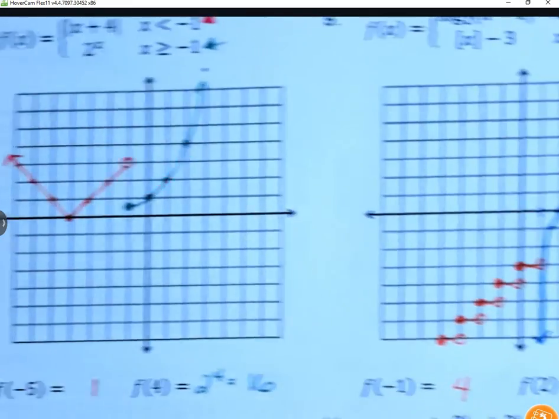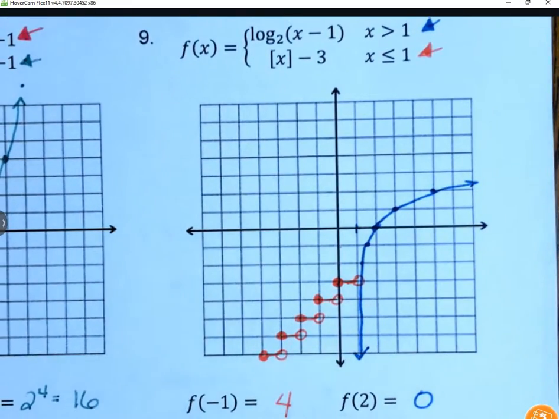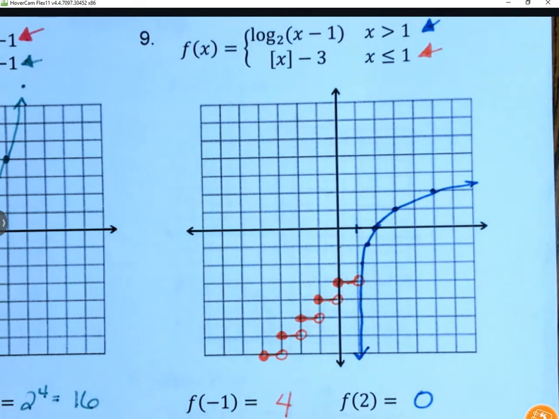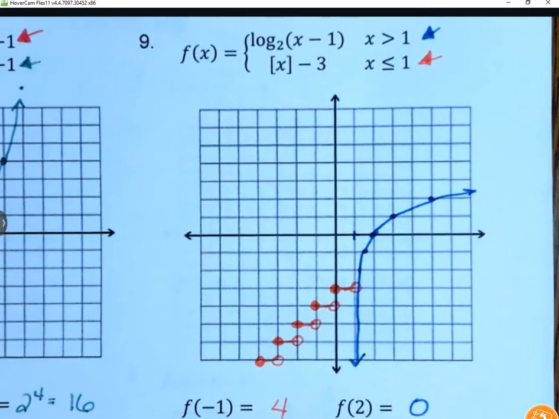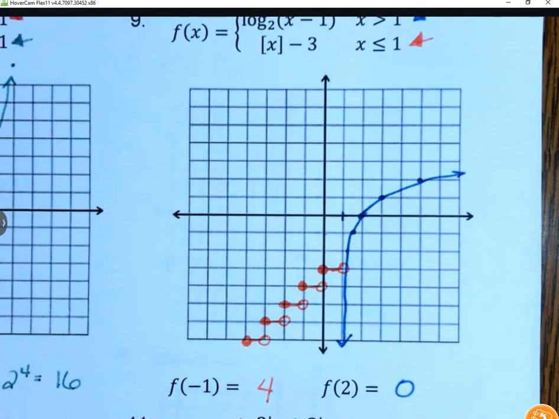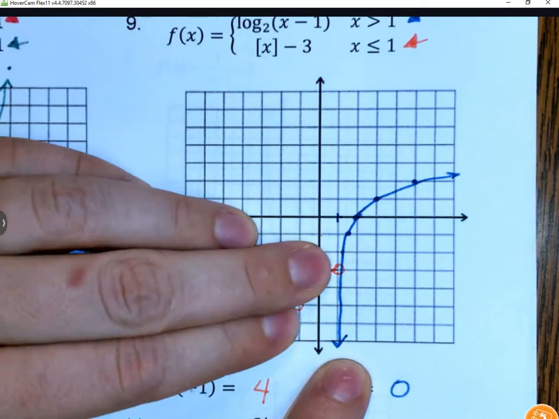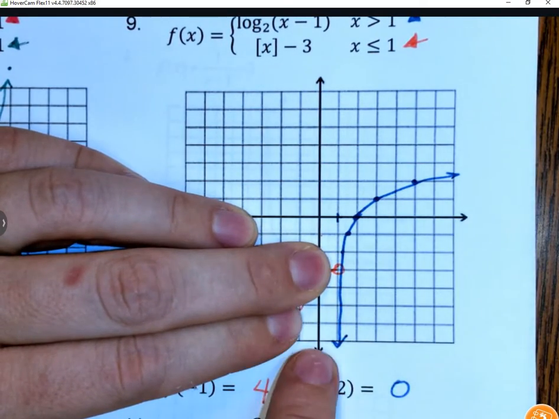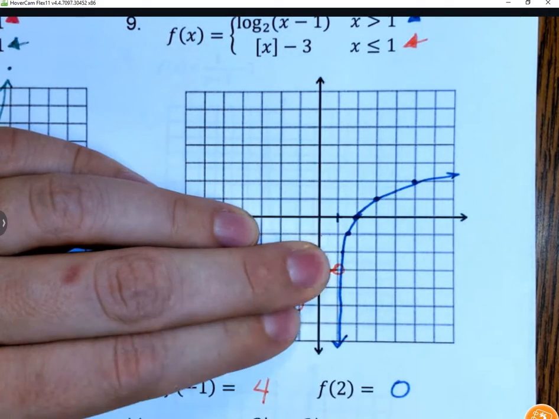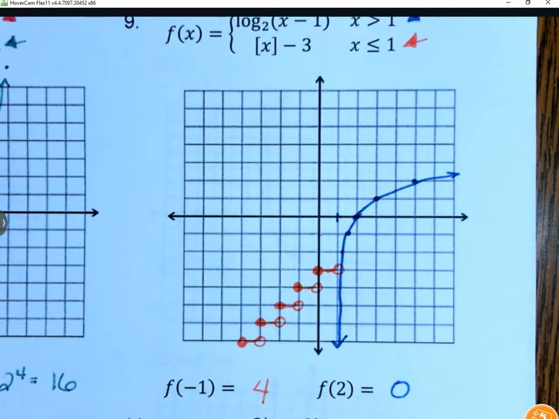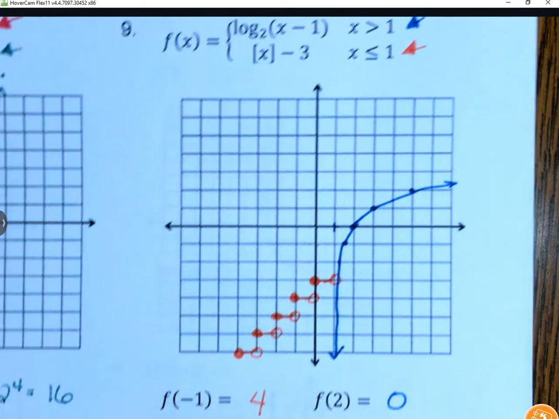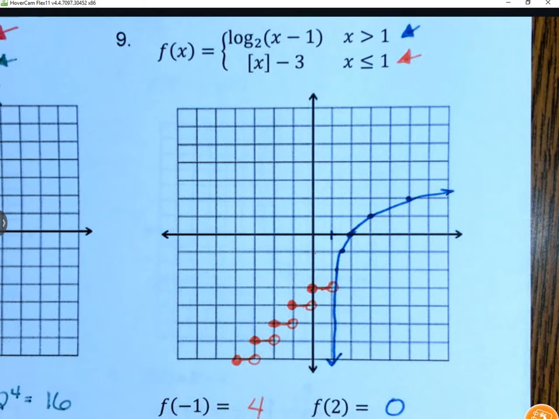Okay. All right, let's take a look at the other one. Take a look at that real closely, please. You'll notice here when I graph the log function, it really is just the entire log function because that 1 is my asymptote. Yes, sir. Could you repeat that for me, please?